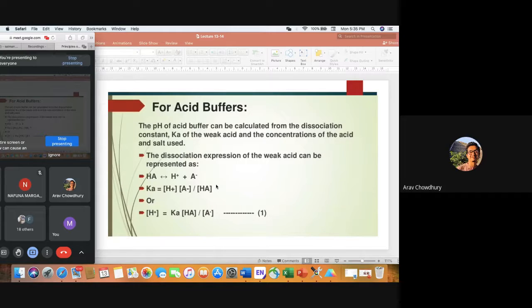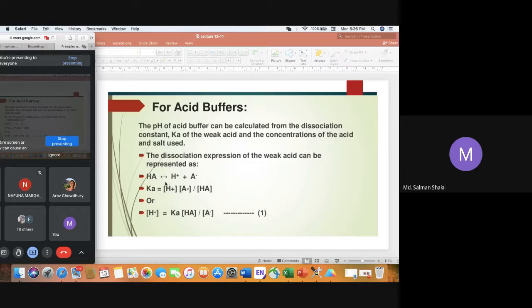Okay, so we can rewrite this equation like this. We are taking these two things into the left hand side, like that. Okay, so here we can see that the concentration of H plus multiplied by the concentration of the other ions, multiplied by the overall concentration.